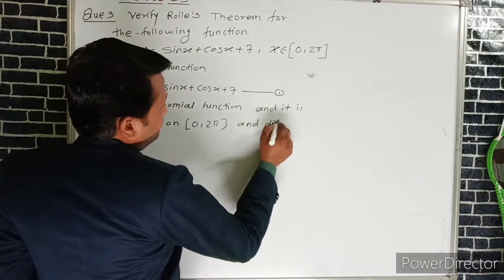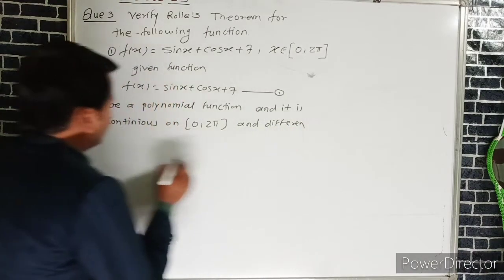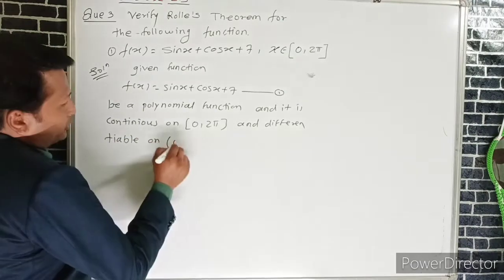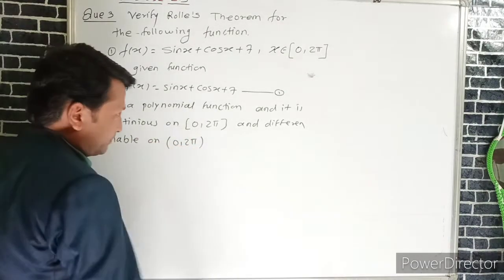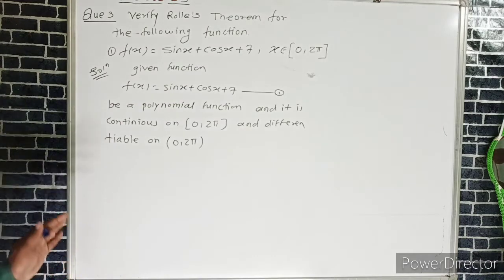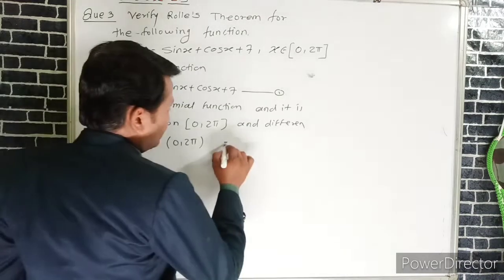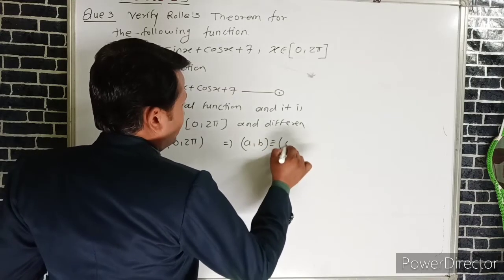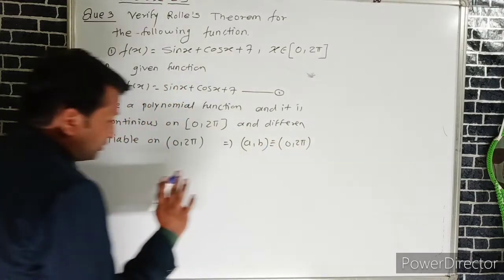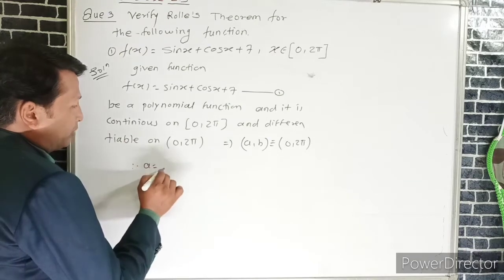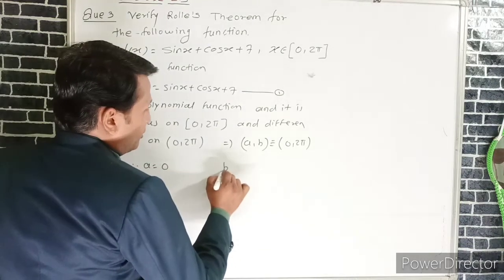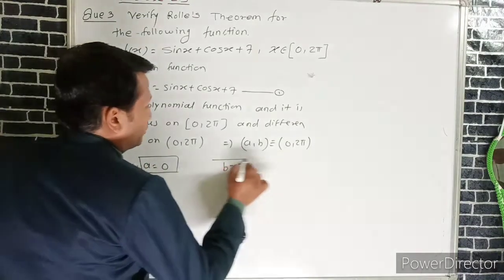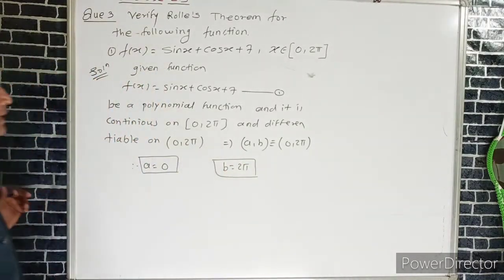and differentiable on the open interval (0, 2π). From the above condition, we can say that [a, b] is represented by [0, 2π], such that the value of a is 0 and the value of b is 2π. From the above condition, we can find f(a) and f(b).